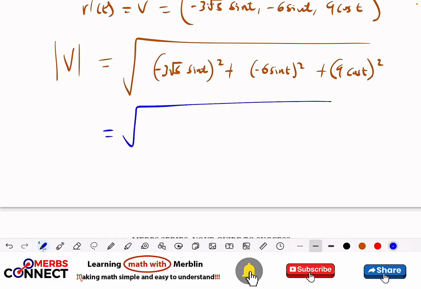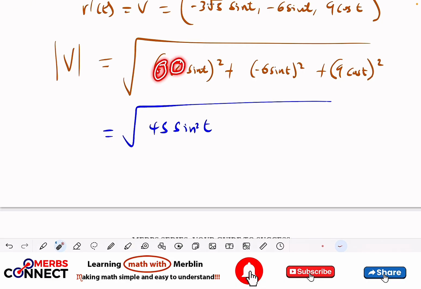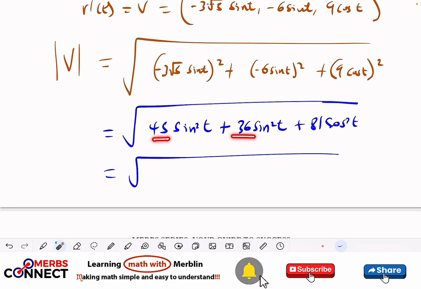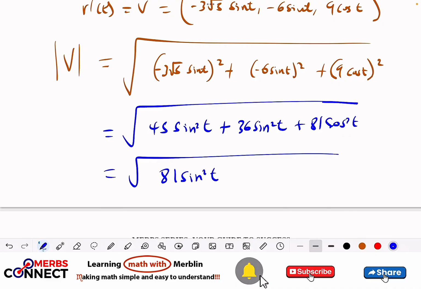This is the same as, when I square this, I'll get 9. When I square this, I'll get 5. So 9 times 5 should be 45. Then sine squared t. So square this one, get 9. Square this one, get 5. 9 times 5 is 45. Then plus minus 6 squared is 36 sine squared t, plus 9 squared is 81 cos squared t. So this is going to give us, add this to this and get 81. So I'm going to have 81 sine squared t plus 81 cos squared t.